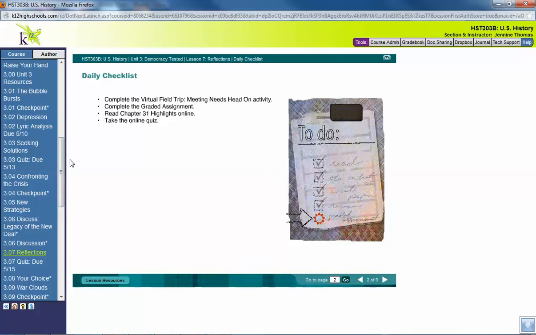In this lesson, just like every other lesson in U.S. history, the daily checklist will tell you what you need to do. Sometimes your instructors will modify this, however. We are going to complete the virtual field trip in the lesson and complete the meeting needs hands-on activity within the course. We are not going to be completing the graded assignment. This is not due for you.